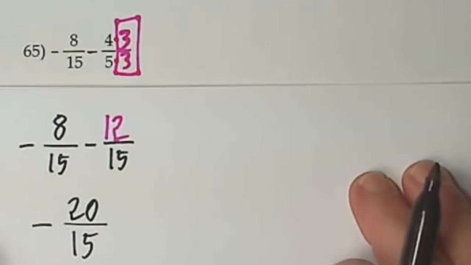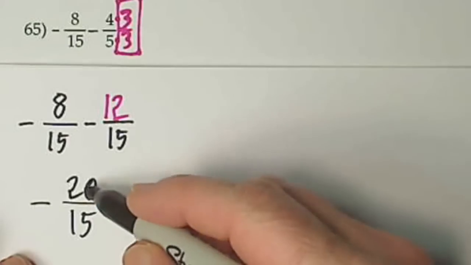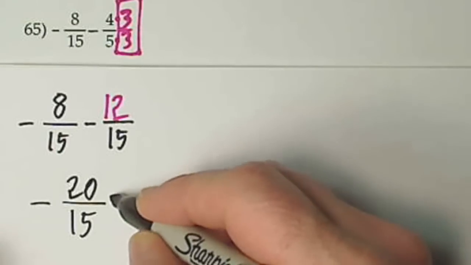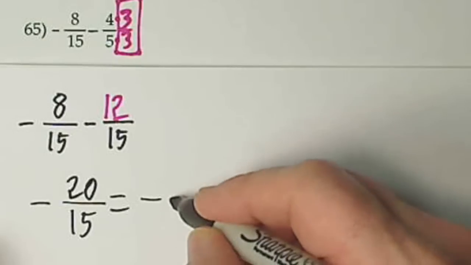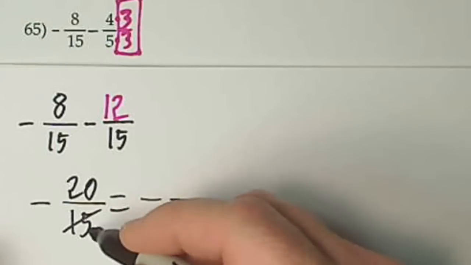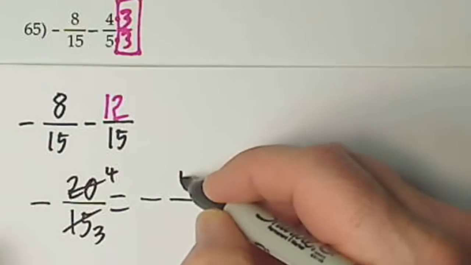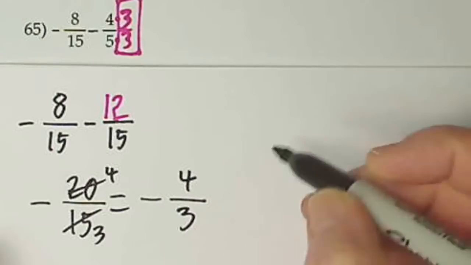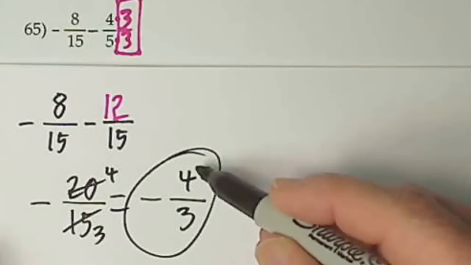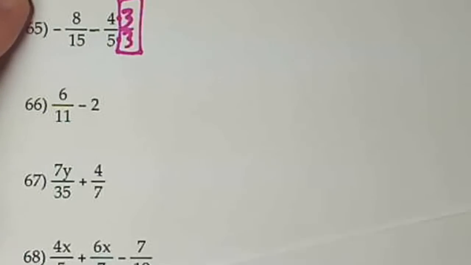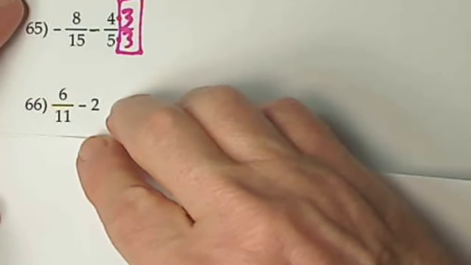Oh man, but now we got more work to do because we can reduce here. So this is equal to a negative. I can divide by 5 and get a 3, divide by 5 and get a 4. Negative 4/3. Okay? Perfectly happy with the answer as an improper fraction. You do not have to make that a mixed number. Number 66.